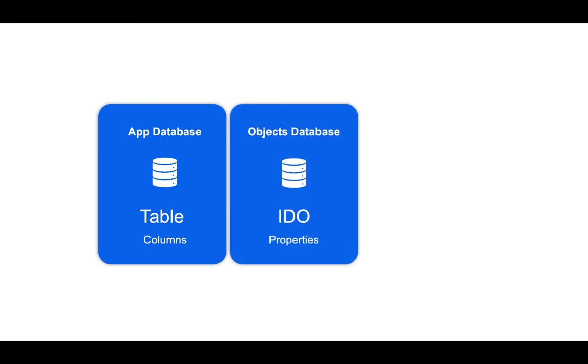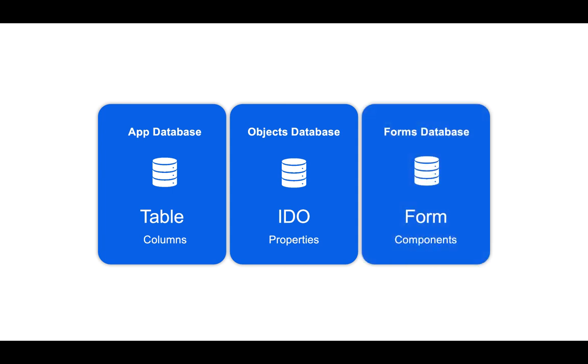Once the table was created, the new data maintenance wizard created our customer IDO, which holds all of the properties that link to the columns on the table. These IDOs are stored in the objects database in Mongoose. Lastly, we created a form using the form wizard that uses our customer's IDO as the primary collection. This allows us to bind our components to properties on the IDO. All the form's metadata is stored in the forms database in Mongoose.